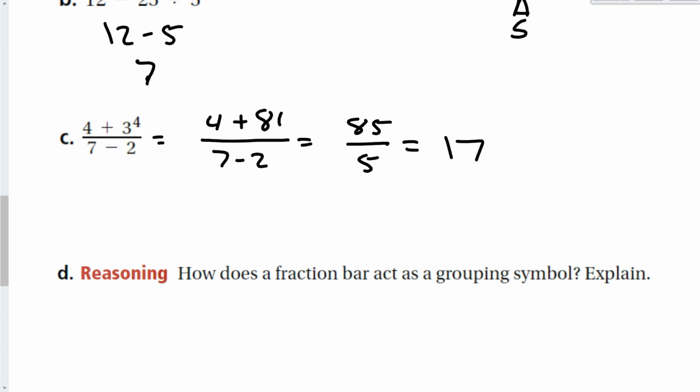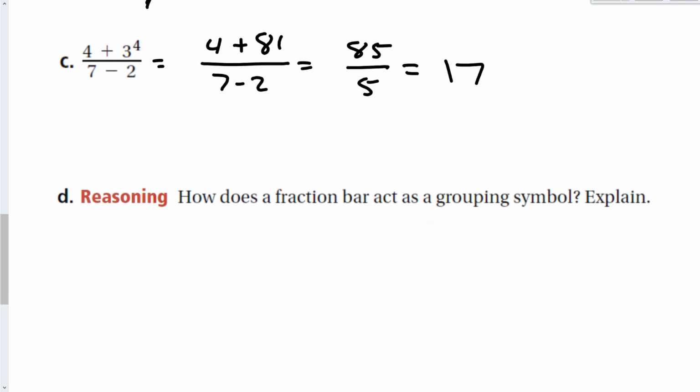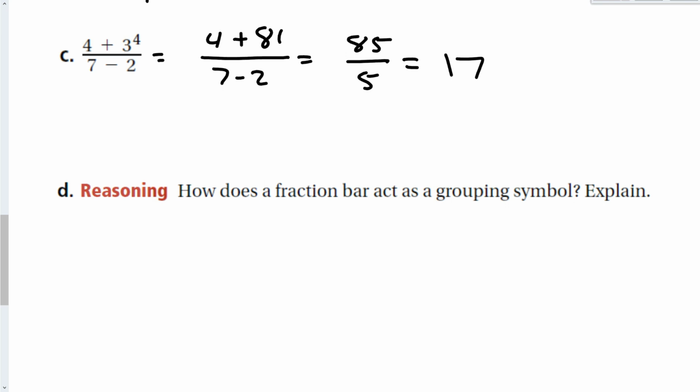And you can see with D, how does the fraction bar act as a grouping symbol? Well, because we had to do the top first and then the bottom, if I actually wanted to write this out without a fraction bar, let's get rid of those so we can see it, we would have 4 plus 3 to the 4th power.